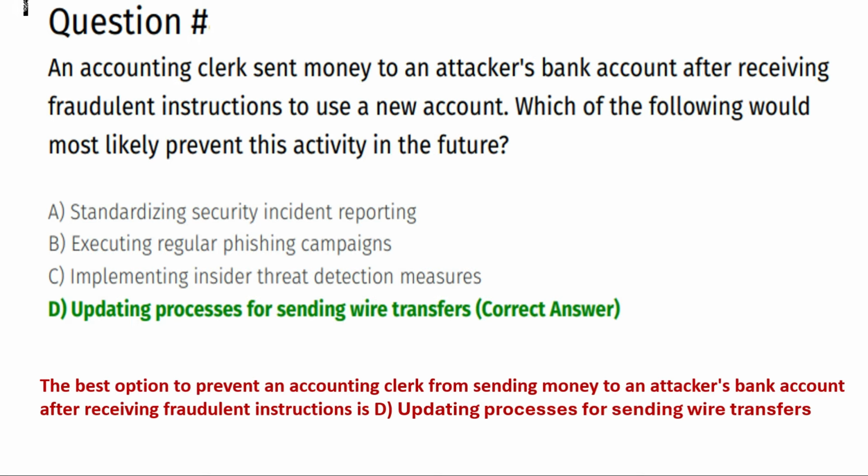And the correct answer for this question is option D, updating processes for sending wire transfers. So let's check the explanation. The best option to prevent an accounting clerk from sending money to an attacker's bank account after receiving fraudulent instructions is updating processes for sending wire transfers. This is a secure process. That's why the correct answer for this question is option D, updating processes for sending wire transfers. So let's move to the next question.